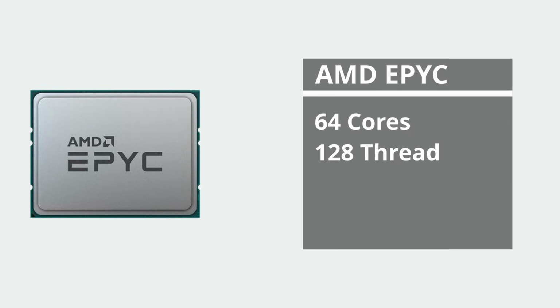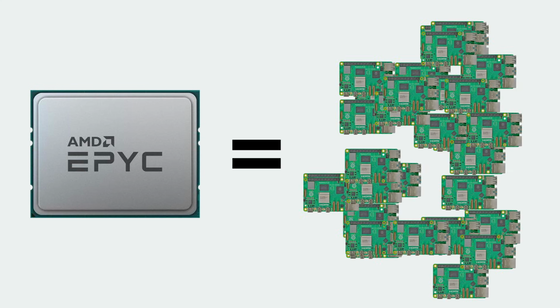A single AMD EPYC processor can have 64 cores and support 128 threads. The latest Raspberry Pi 5 only supports 4 threads at a time, which means that you would need 32 Pis in a cluster in order to equal the same number of threads.